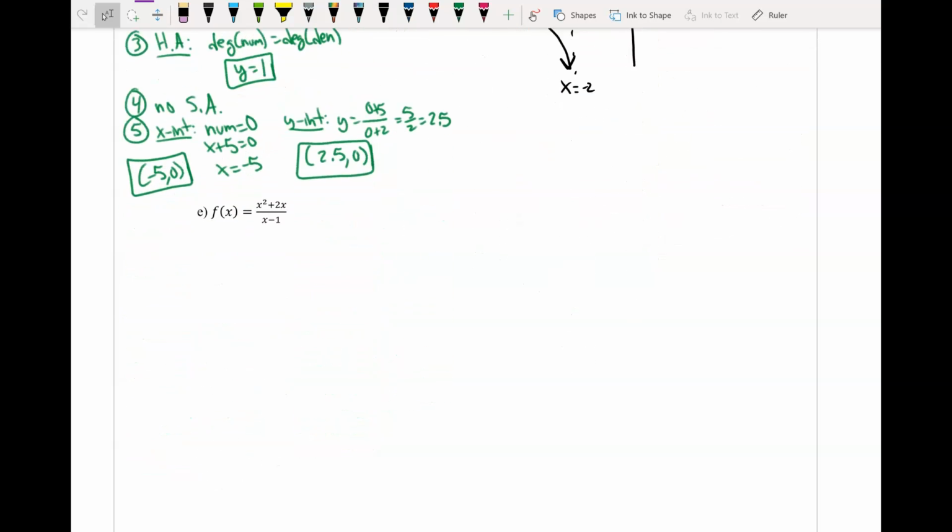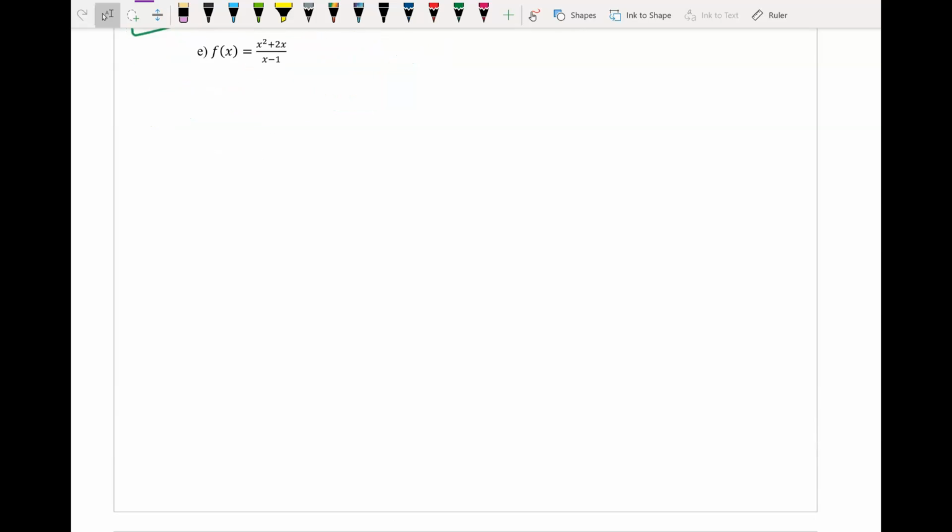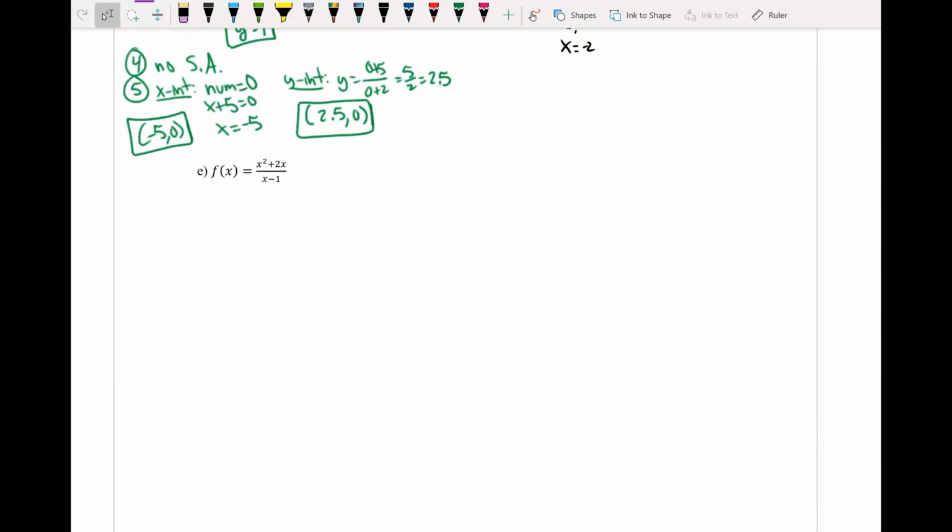All right. And now let's do this last example. So again, this one, let's go ahead and factor. So x plus 2 divided by x minus 1. It doesn't seem like anything cancels out, so there's going to be no holes here.